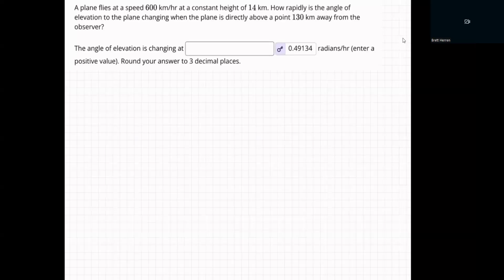Okay, in this example, a plane flies at a speed of 600 kilometers per hour at a constant height of 14 kilometers. How rapidly is the angle of elevation to the plane changing when the plane is directly above the point 130 kilometers away from the observer?